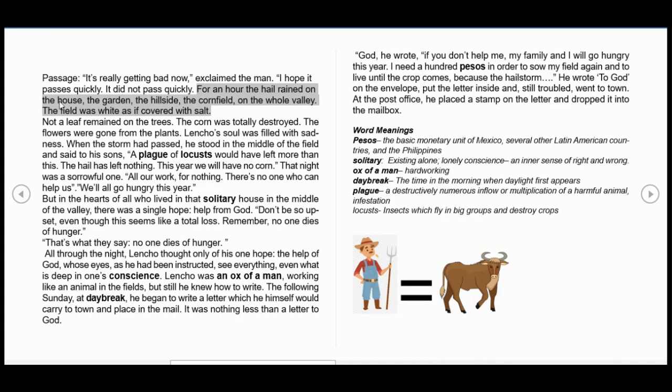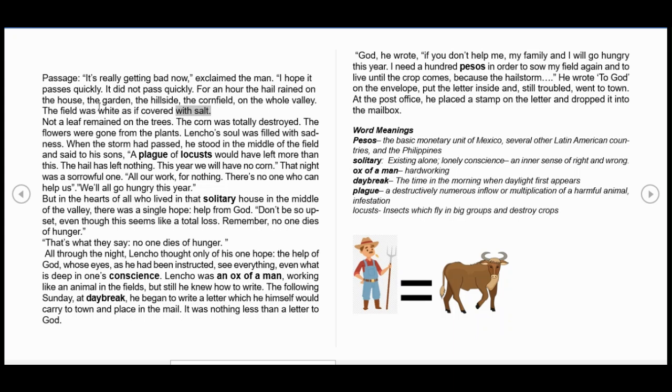And since his house was at the top of the hill, he could see that everywhere surrounding the hill, the hillside, the garden, the cornfield, the whole valley was covered with white hailstones. It looked as if it is covered with salt. Now, why does he compare this to be covered with salt?